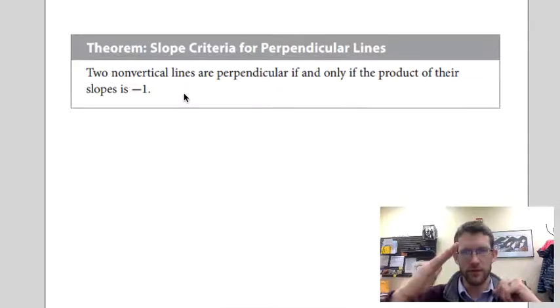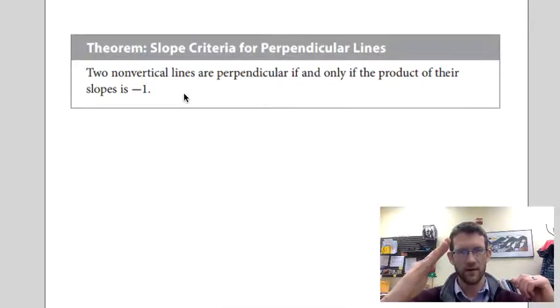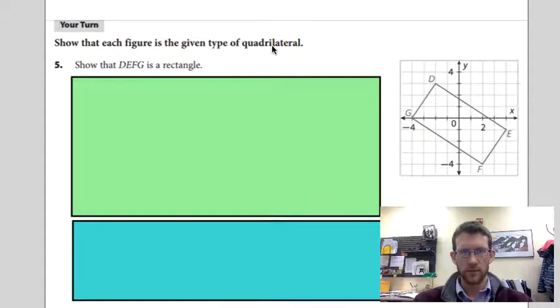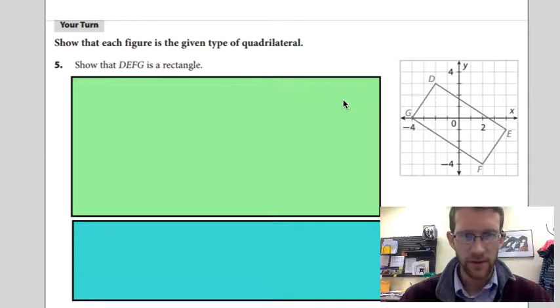So if this one has a slope of, say, 3, this one needs to have a slope of -1/3, so that when you multiply them together, you get a -1 value. So let's just jump right into it. How would we do this one? We'll walk through this one together.